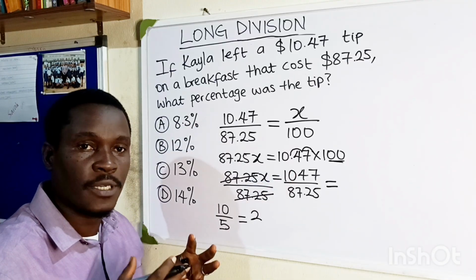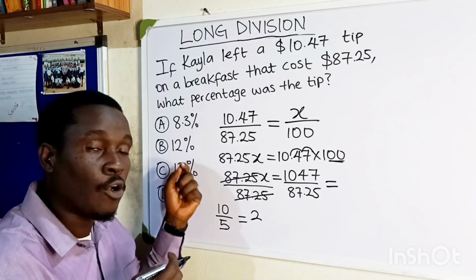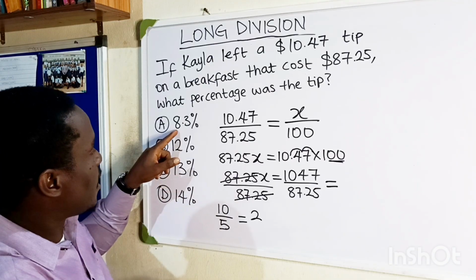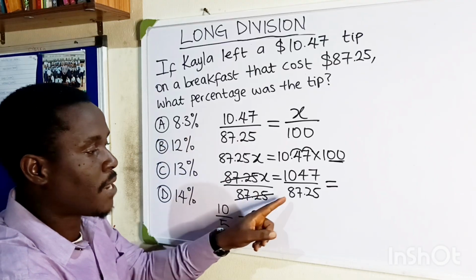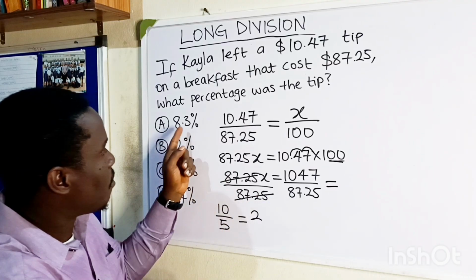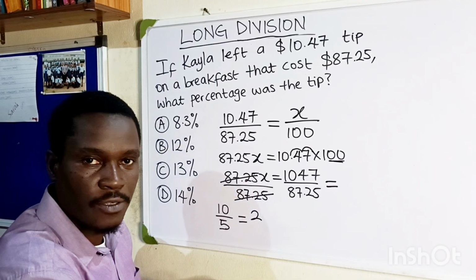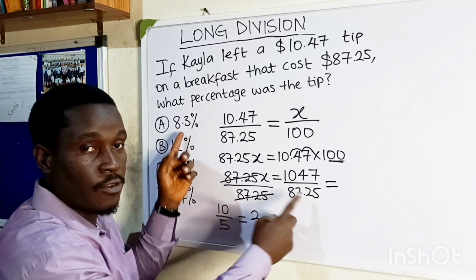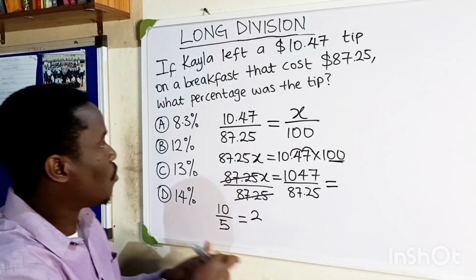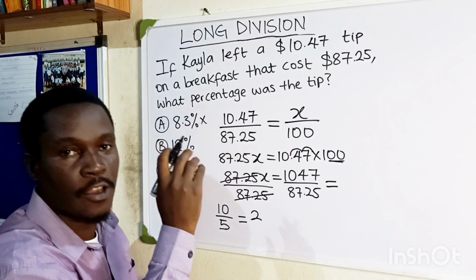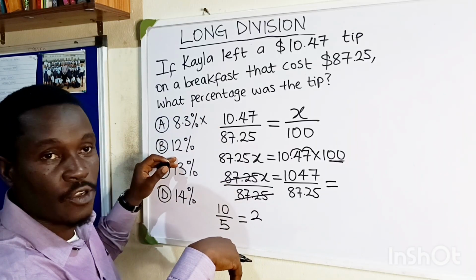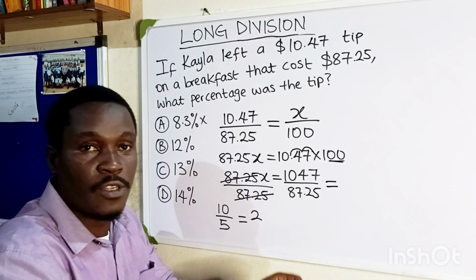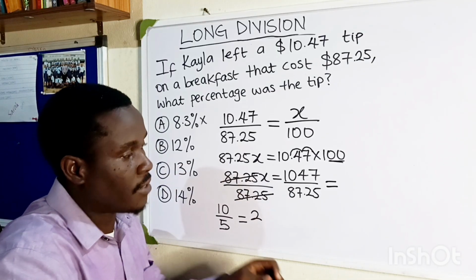So now our job is to try to figure out which of the options is likely to be the correct answer. So let's look at it. 8.3 multiplied by 87.25. Both values have decimals. It's very unlikely that you multiply a number with a decimal by a number with a decimal to get a whole number. So this is not a likely option. Let's look at this other option. This is a whole number. If you multiply by 87.25, are we going to get 1047? Let's try.